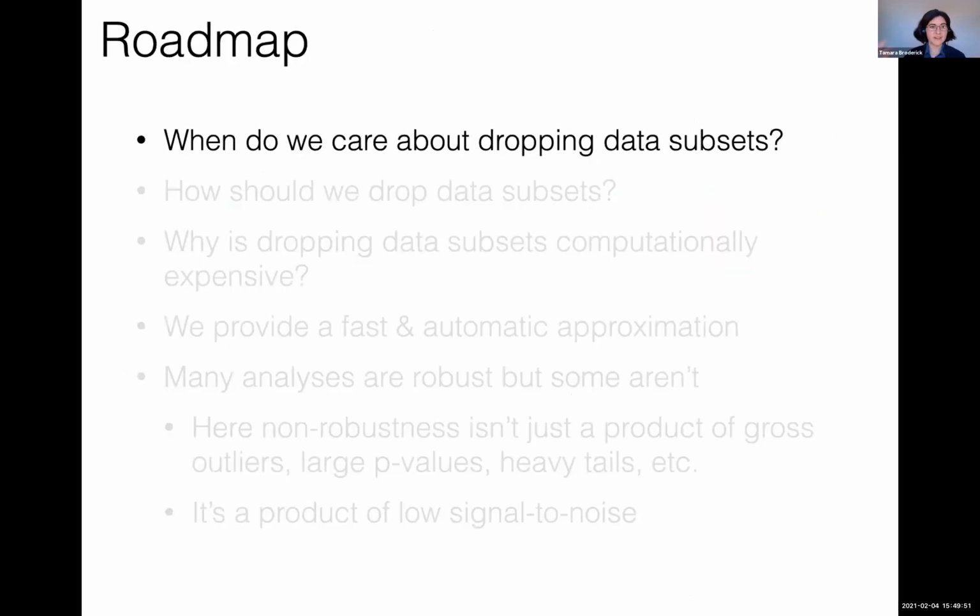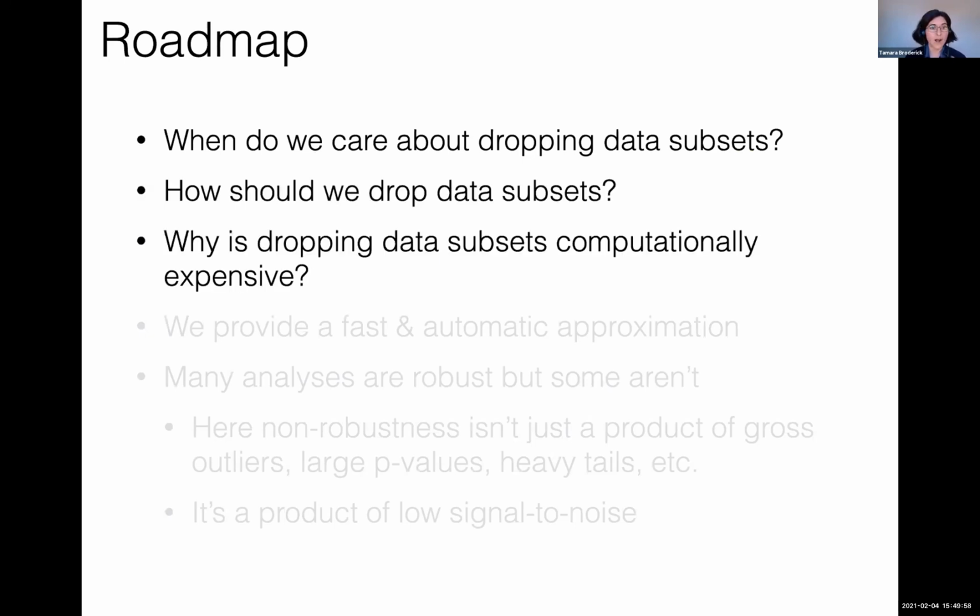Okay, so far we said, when do we care about dropping data sets, you know, these small fractions of the data? How do we drop it? Why is it computationally expensive? And because it's so combinatorially computationally expensive, we need an approximation. And so that's what we're doing next. We're going to describe the approximation.